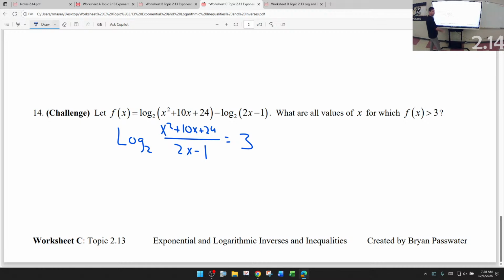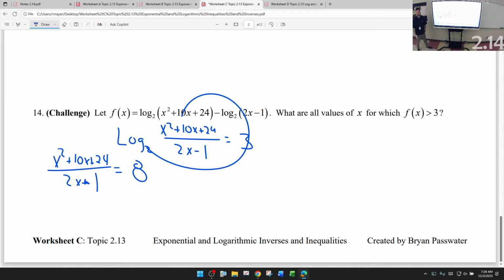2 to the 3 is 8. So I get x squared plus 10x plus 24 over 2x minus 1 is equal to 8. That's what I mean by the loopy thing, right? You should get pretty comfortable with doing that. Multiply both sides by 2x minus 1. So now this will be 16x minus 8. And move the 16x to the other side.